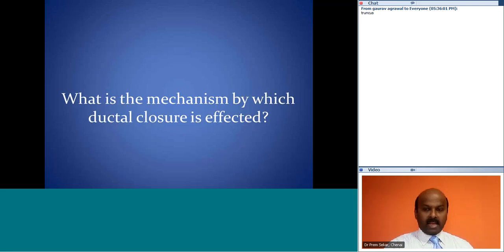Antenatally, the ductal patency is maintained by a high concentration of prostaglandins. This prostaglandin is sourced from the maternal placenta, and also the fact that their metabolism in the fetal lung is very much diminished ensures a high concentration of these endogenously produced prostaglandins. These act on the smooth muscle cells and keep them relaxed to ensure ductal patency.